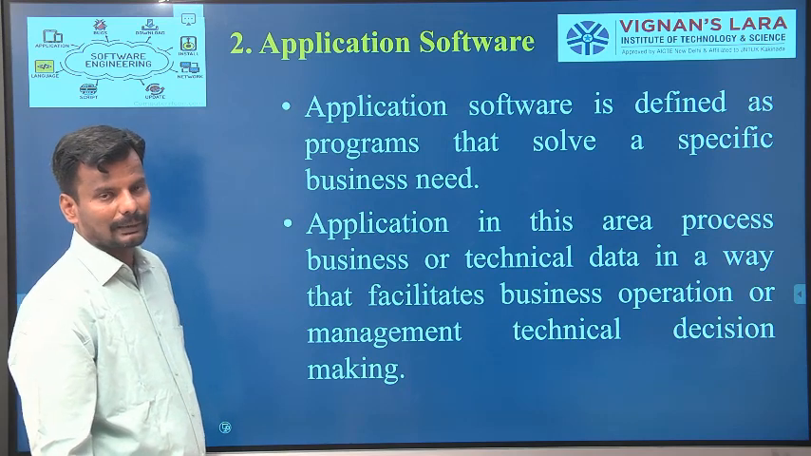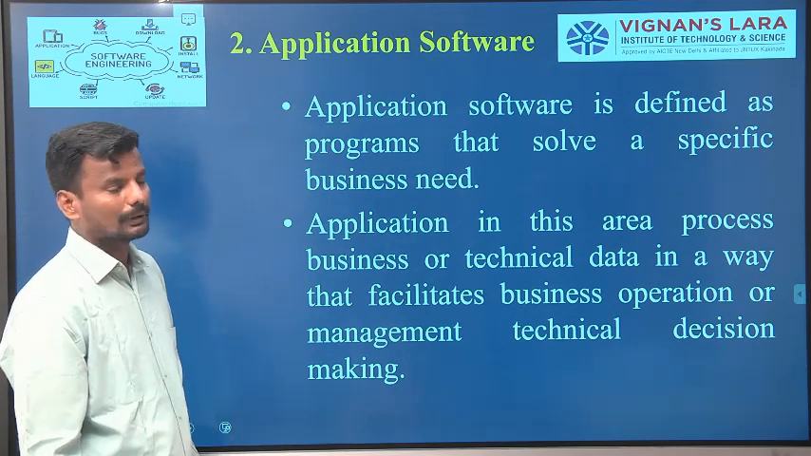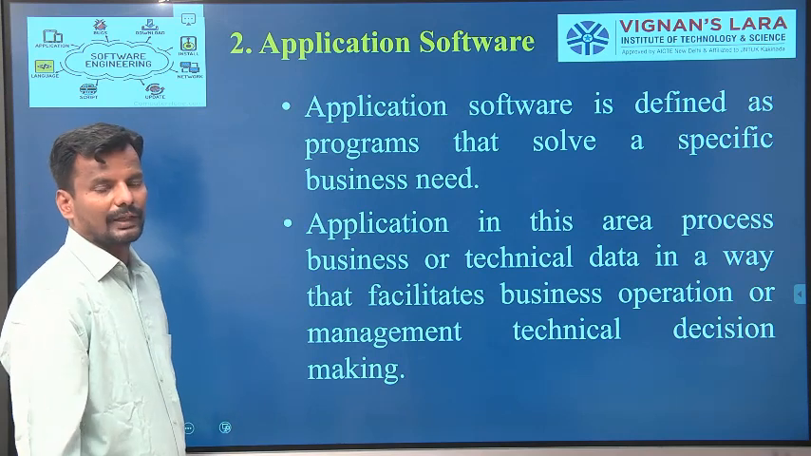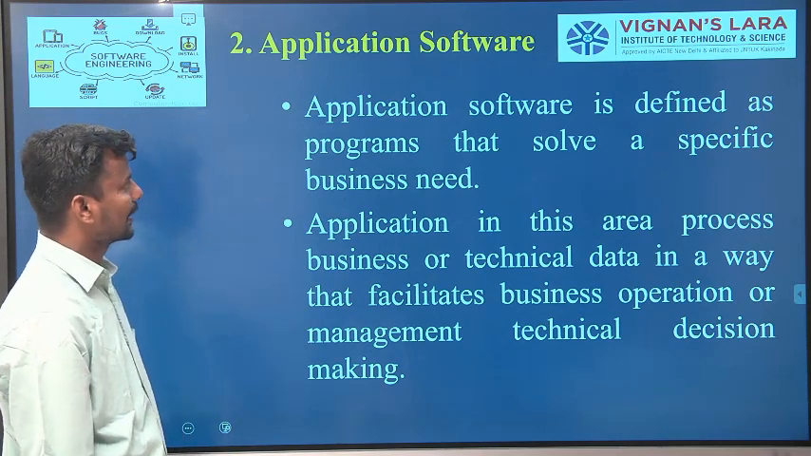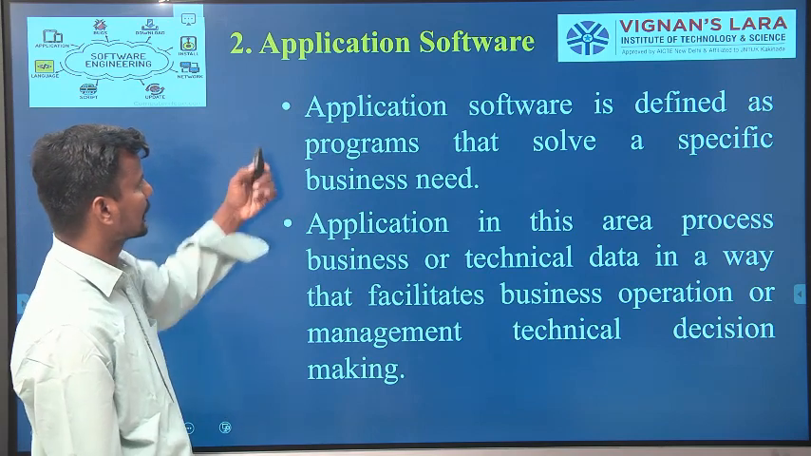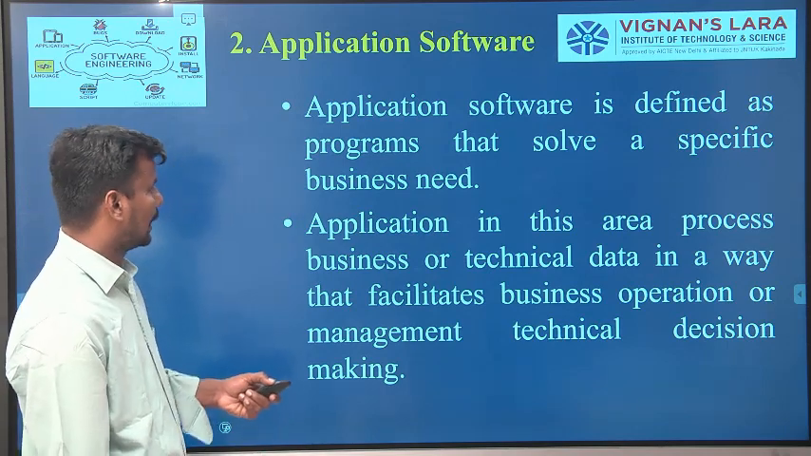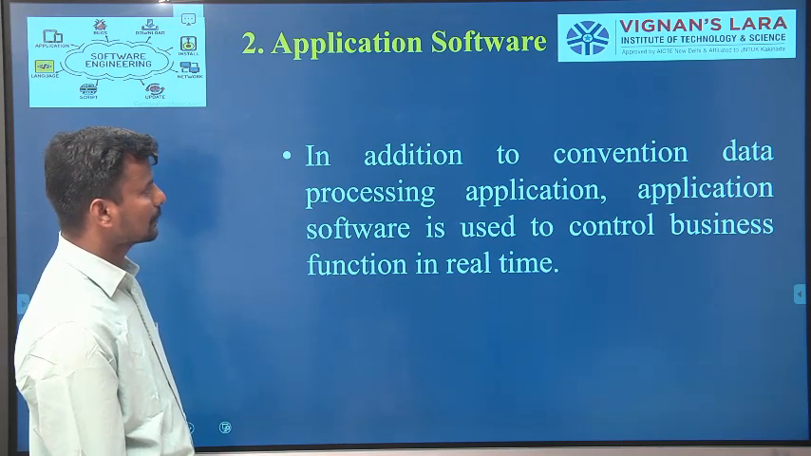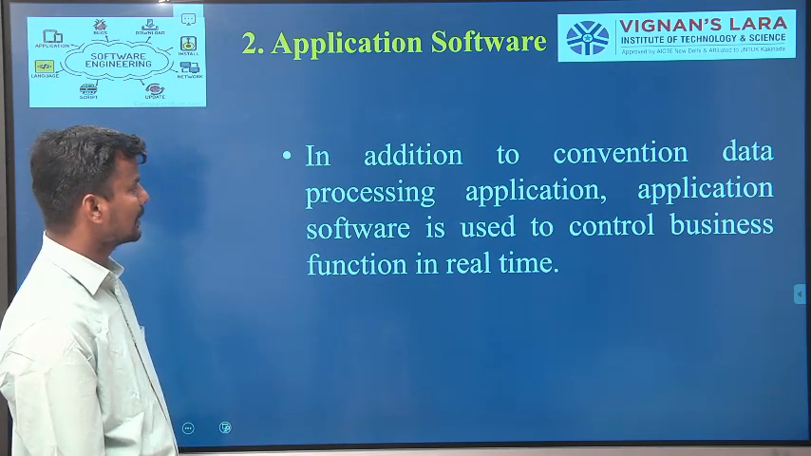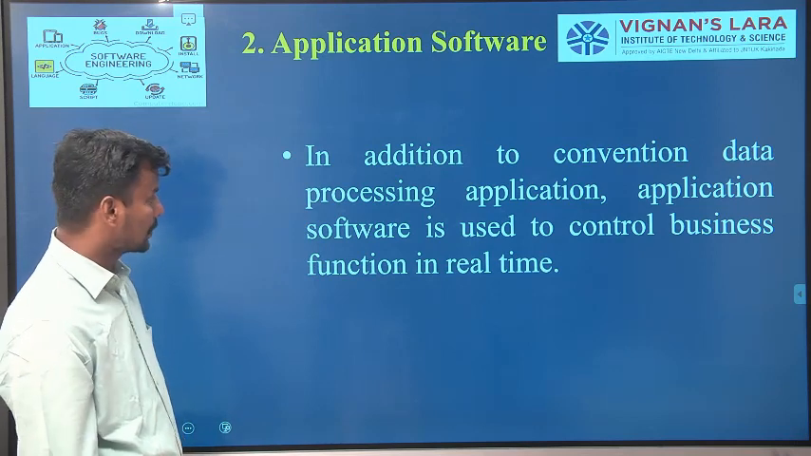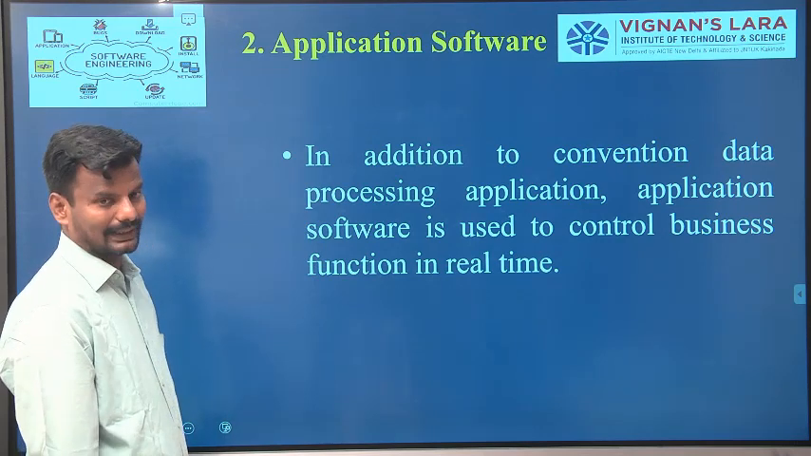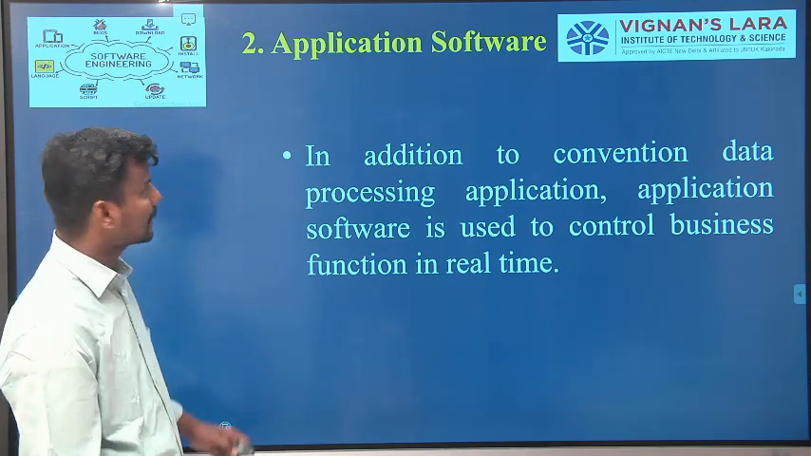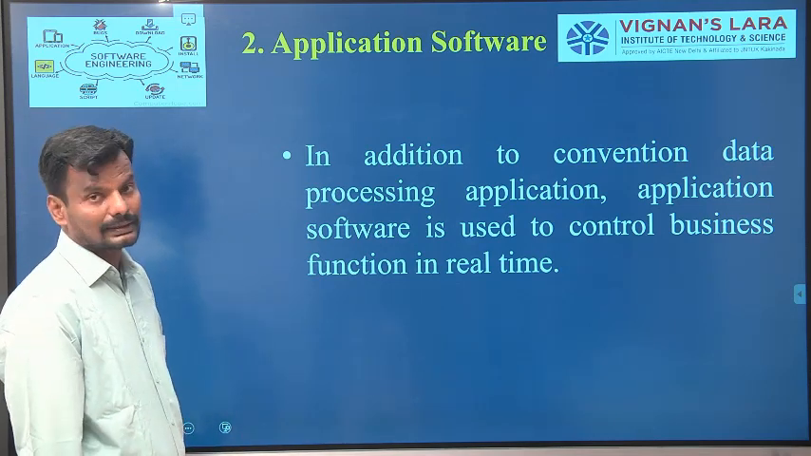And in some applications, internet browsing also is used as application software. For example, we use Chrome, Mozilla Firefox, and Internet Explorer. These are all application software. In addition to conventional data processing, application software is used to control the business function in real time. That is the purpose for which we use application software.